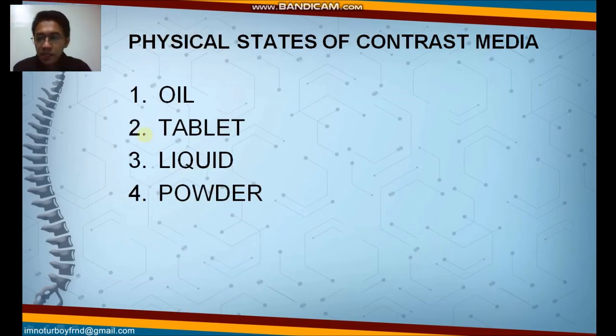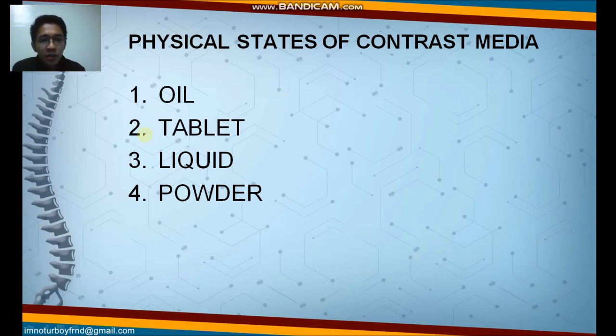Next, we have the physical states of contrast media. Number one, we have the oil, tablet, liquid, or powder. So these are the physical states of our contrast media. We can either use oil, an oil-based contrast material. They also contain iodine. It's not barium.